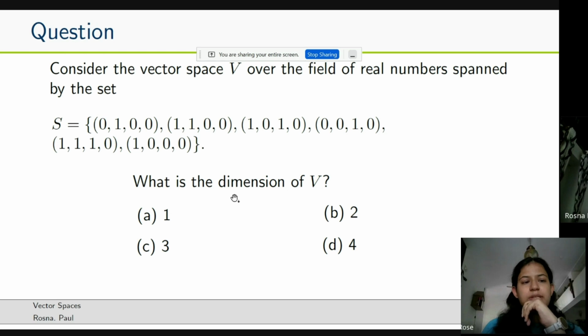So here the question is that you have S, and we know that these are the elements that span your vector space. And the question is how many linearly independent elements are in the set S, which is the other way to say this question. So you have a set S, and what is the number of linearly independent elements in the set?